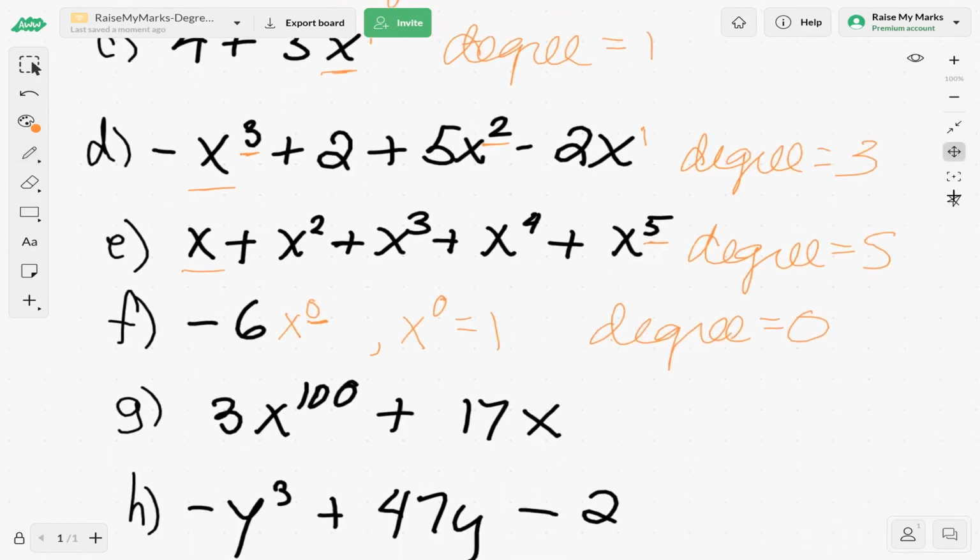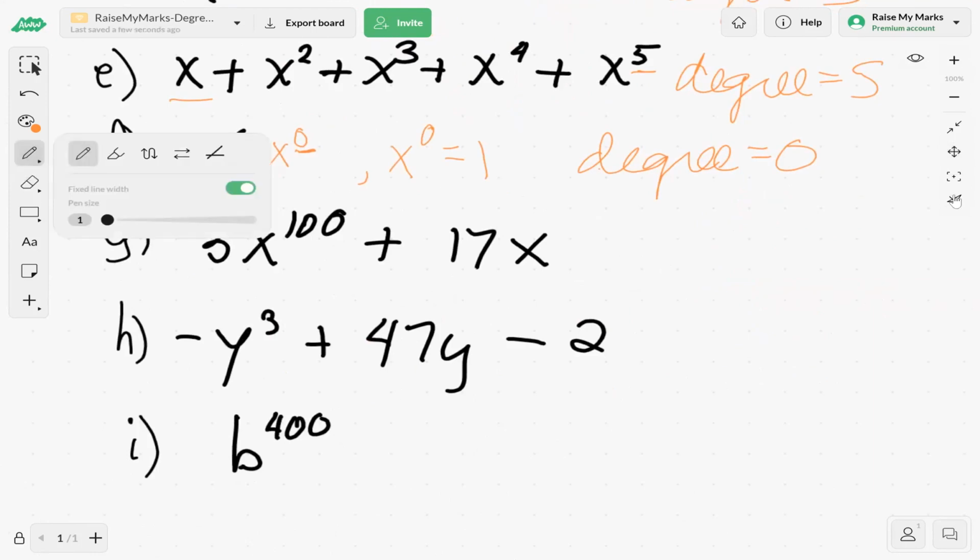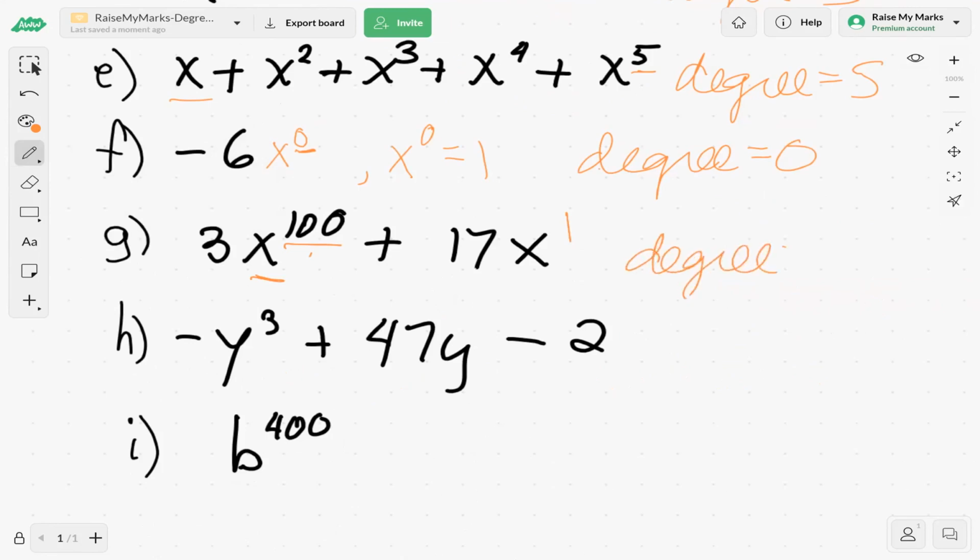Okay, so let's have a look at the last few. So G, our polynomial is 3 times x to the power 100 plus 17x, a binomial. Our variable is x. The powers that x is raised to are 100 and 1. So our degree equals 100. H, negative y cubed plus 47y minus 2, our variable is y. The highest power that y is raised to is 3, so our degree equals 3.